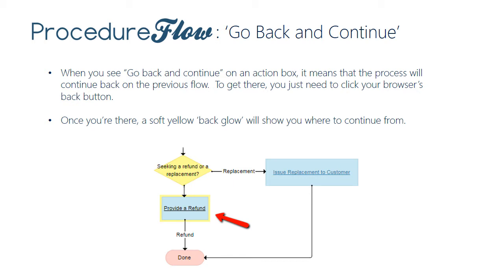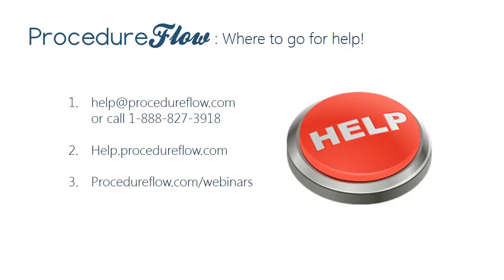As you navigate through the flows, you'll often see a blue action box with the phrase "Go back and continue" in it. This just means that the process will continue back on the previous flow. So you'll need to click your browser's back button to go back, and once you're there, the yellow back glow will show you where you need to continue on from in order to finish the process.